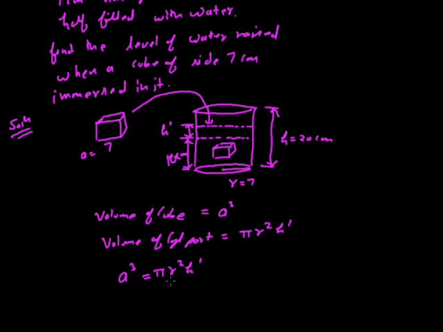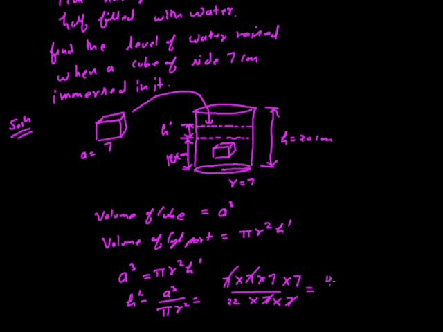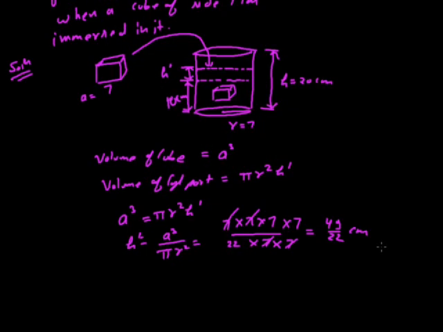Now we have to find h dash. So h dash is equal to a cube divided by pi r square. The value of a is 7, so a cube is 7 into 7 into 7. The value of pi is 22 upon 7. The 7 is coming on the upside. The r is 7, so 7 into 7. Now cancel all the common terms. Two 7s get cancelled, so we are left with 49 by 22 centimeter. So the increase in the height is 49 by 22 centimeter.